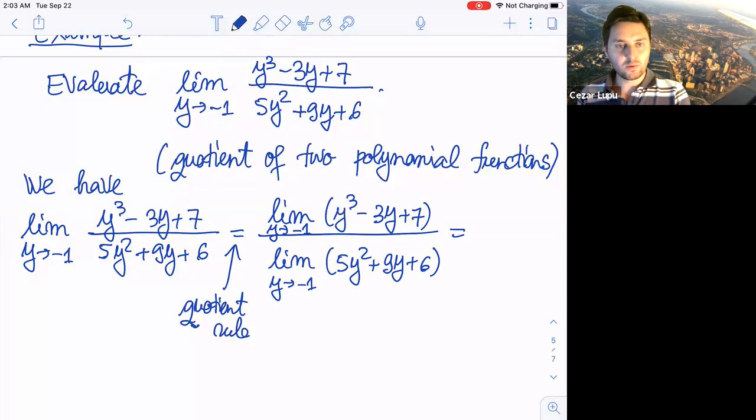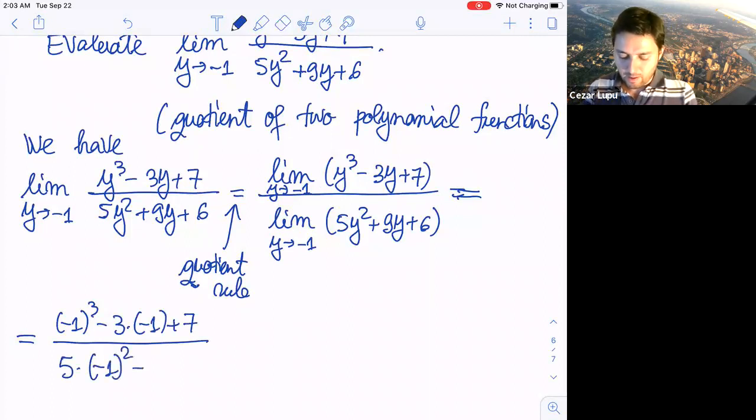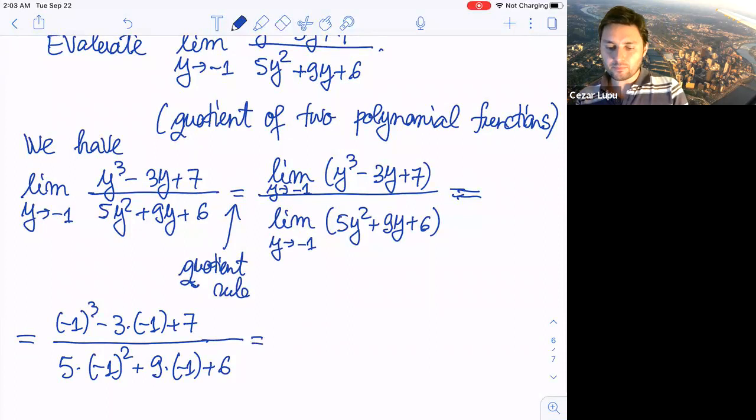Now it's time for me to replace y equals -1 in each limit. Let's see on the top, what do we have? Let's write it here below. This will be (-1) cubed minus 3 times -1 plus 7, everything over 5 times (-1) squared plus 9 times -1 plus 6. And after some computations, it will give us 9/2. So that's the value of the limit, right?